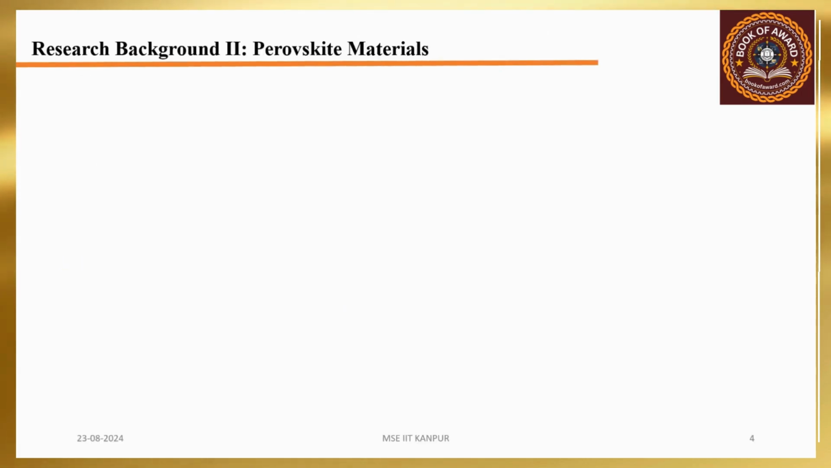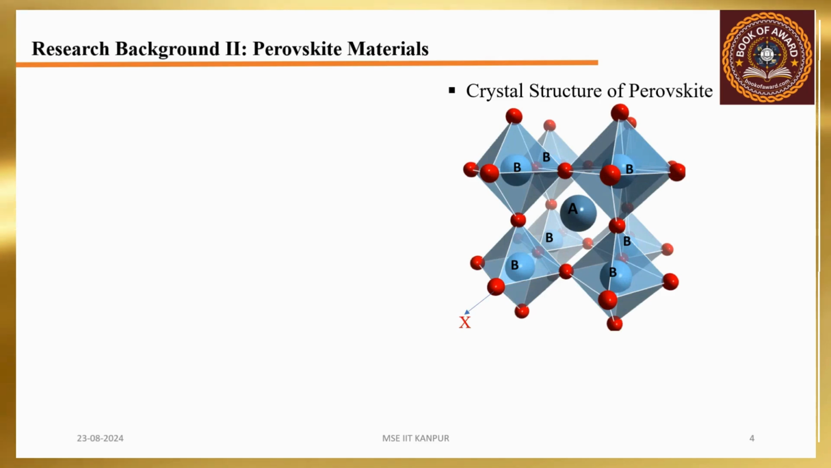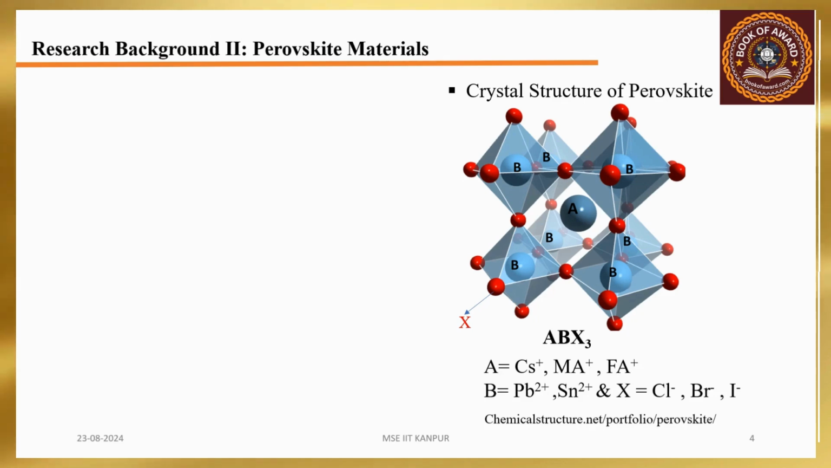In recent years, perovskite materials are used as absorber layer to fabricate perovskite solar cells, because silicon solar cells require high cost and complicated processing methods. This is the crystal structure of perovskite. ABX3 is the general chemical formula of perovskite, where A is a monovalent cation, B is a divalent cation, and X is a halogen anion.